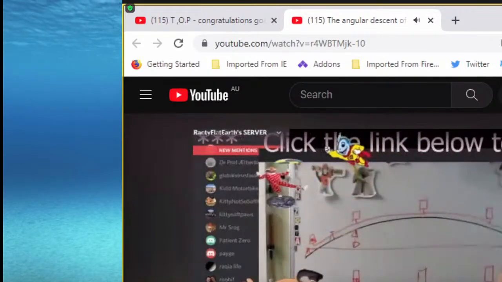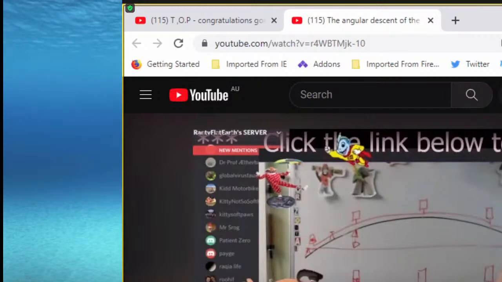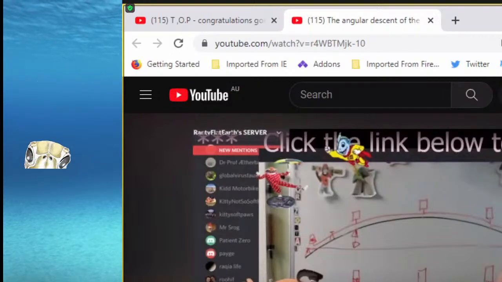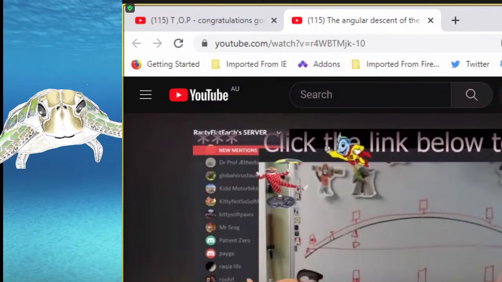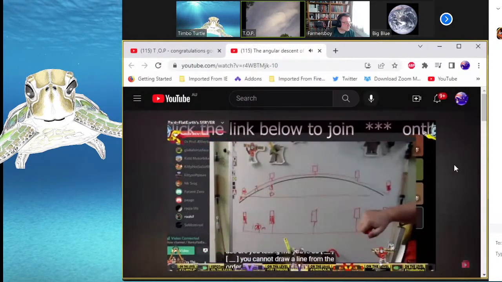He doesn't bring in his certificate knowledge about any of this to do with auto levels or anything. I'm sure that'll show up eventually. It's a wonder he's not bringing that into it now, or is he trying to hide that fact? Are you telling me you're so fucking retarded you cannot draw a line from the auto level that's level?